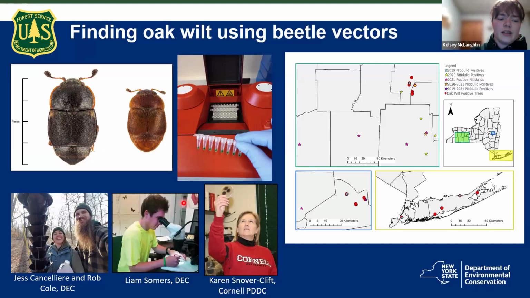And so we kind of collectively, Jess and Rob, Cole and Liam, came up with this idea of, well, if we could trap the beetles that carry the oak wilt fungus, could we then use those beetles to see if they have oak wilt DNA on them? These are the beetles that move the oak wilt fungus. They're pretty cute, but they're also pretty small. But we were trapping them pretty regularly across the state, and we worked with Karen Snover-Clift at Cornell. She was the mastermind who figured out how to get the DNA off them and amplify it.